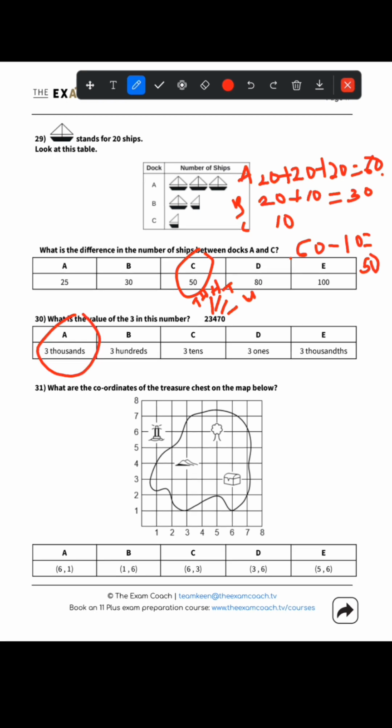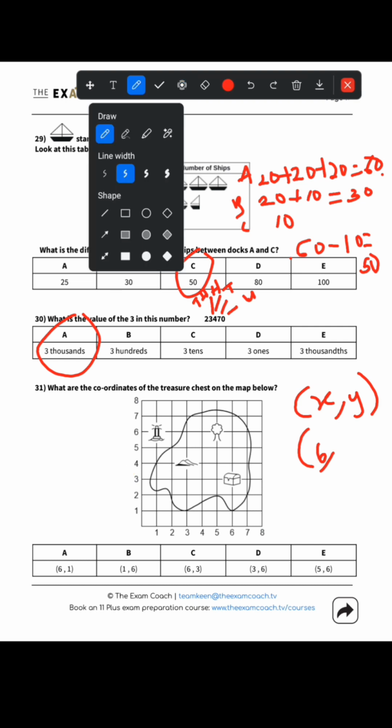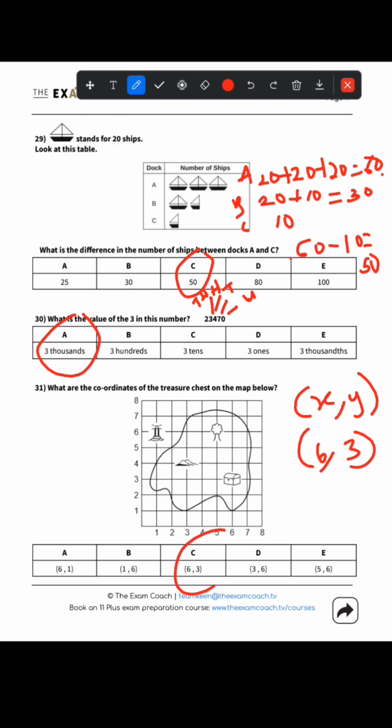What are the coordinates of the treasure chest on the map below? When you're writing out coordinates, you look at the value of x before the value of y. That's how to write coordinates. By x I mean the horizontal value comes before the vertical value. Looking at this, this is our treasure chest. If you draw that line down, it's on 6. So it is on 6 and 3. So 6, 3 will be the coordinates of the treasure chest, which is C.